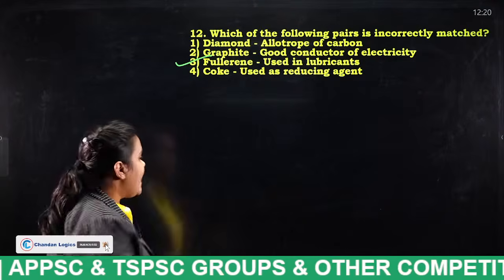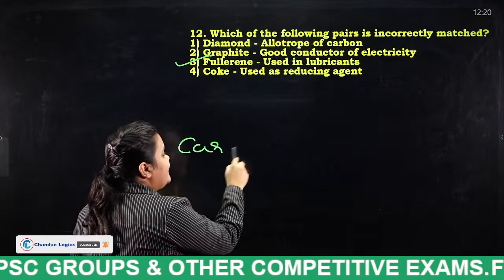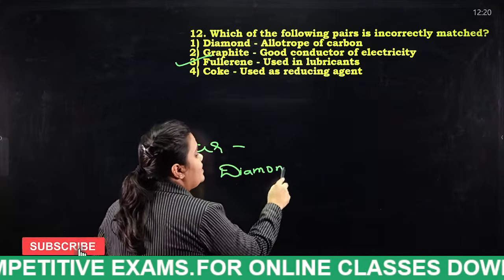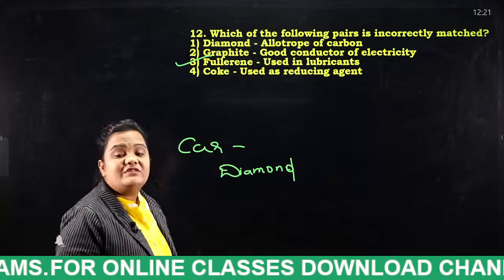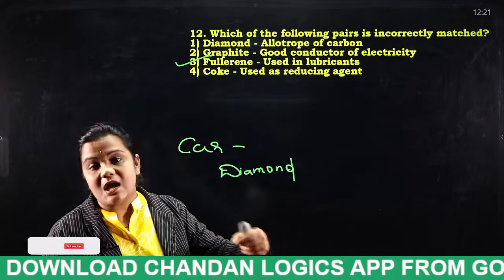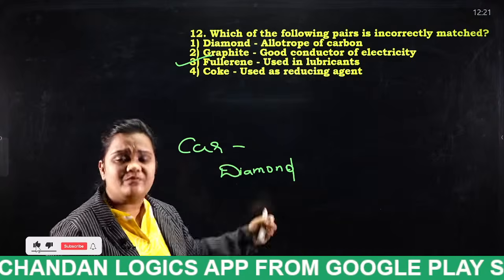Okay, so what are the allotropes of carbon actually? Diamond. Diamond is the hardest substance as of now. After diamond, which are the hardest substances? Boron nitride. After that, silicon carbide. We have discussed this many times.